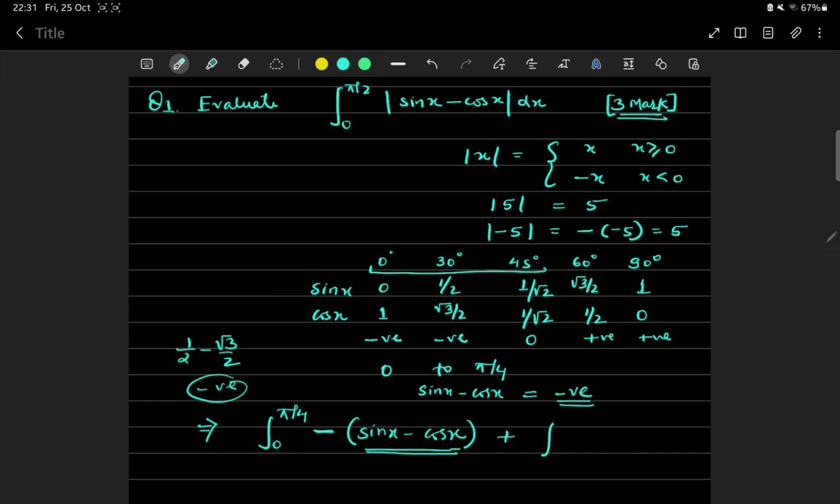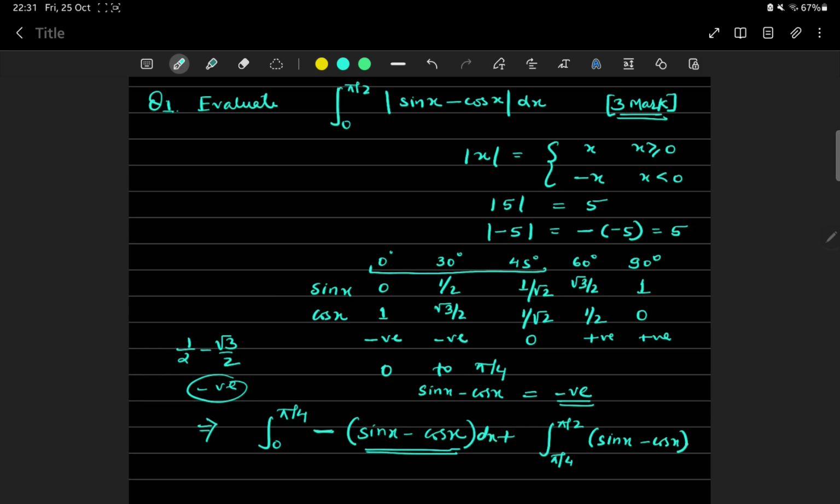Now from pi by 4 to pi by 2, sin x minus cos x is already positive. If we put any positive value in the mod, it will give you the positive value itself. So this will be sin x minus cos x.